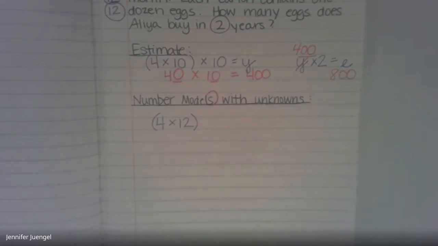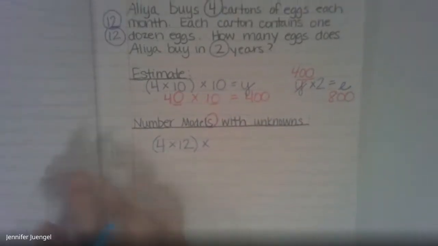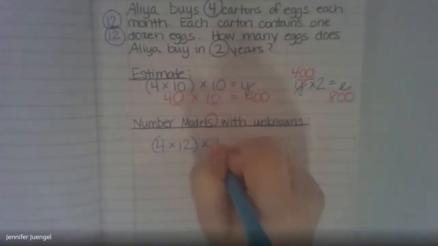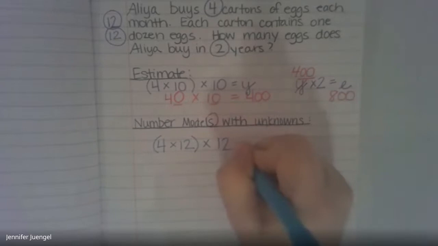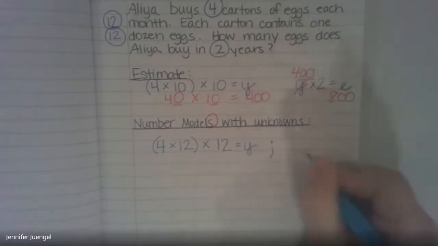Then, of course, we multiply that times, well, in the estimation we did 10, but that was because we were rounding down. The real number was 12. So we're going to do that times 12. And remember, that gave us y.